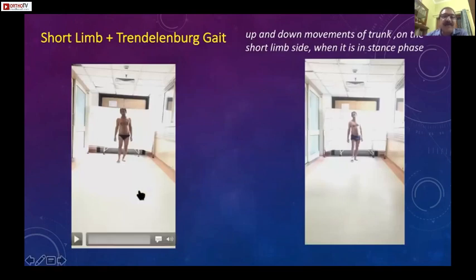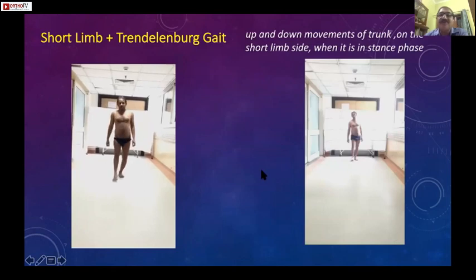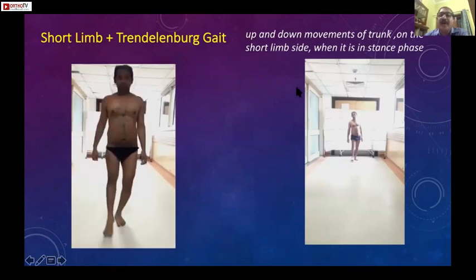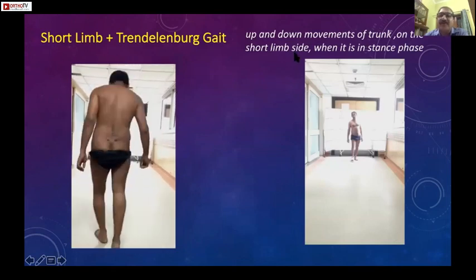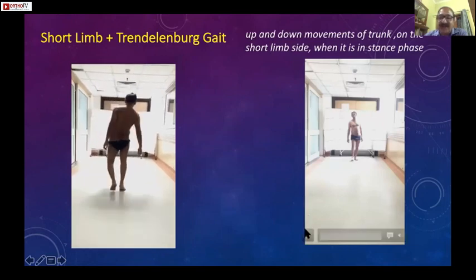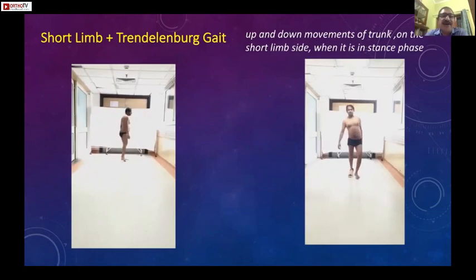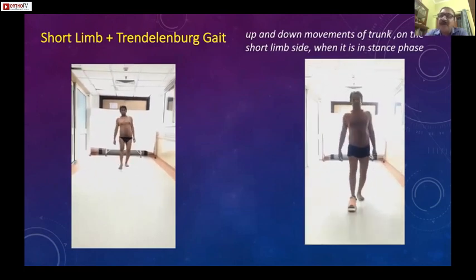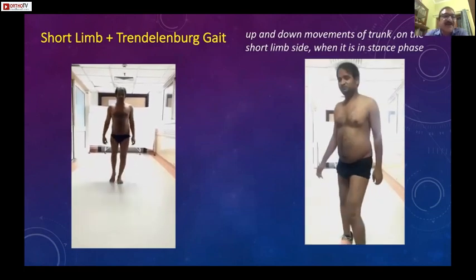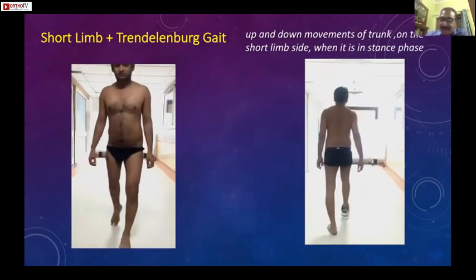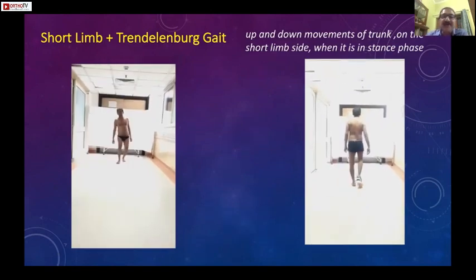Then the short limb gait, up and down movements on the short limb side when it is in the stance phase. And in a short limb gait, it is not unusual to find one or two elements of pathological gaits combining. Like in this patient, it's a short limb plus Trendelenburg gait. I don't think I'll discuss anything more about the gait.